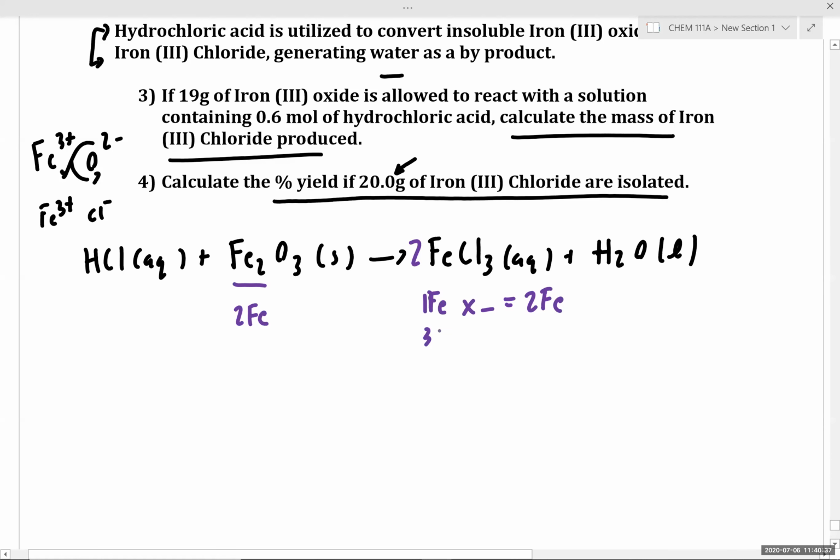So now our 3 chlorines times 2, we get 6 chlorines. So if we have 6 chlorines on the right and we have 1 hydrogen and 1 chlorine in hydrochloric acid, what times 1 would give us the needed 6 chlorines? What times 1 is equal to 6?